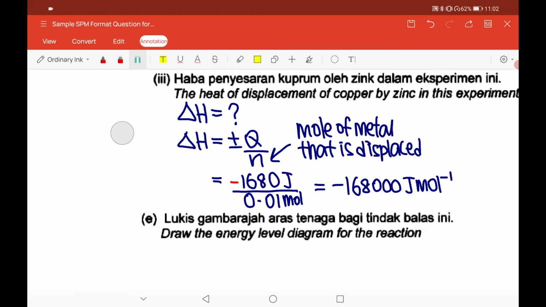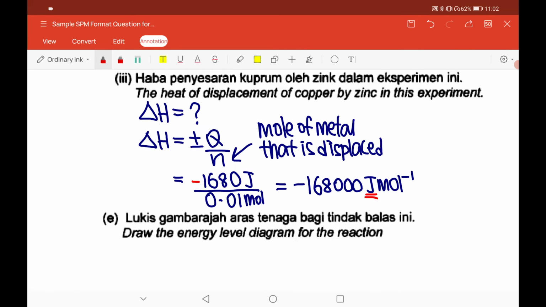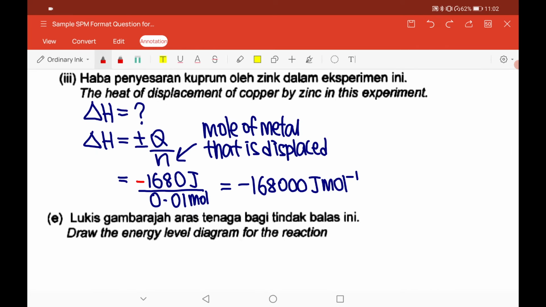How can you change joule to kilojoule? This is more on physics, a simple calculation. To change joule to kilojoule, we move 3 steps to the left. So the final answer would be negative 168 kilojoule per mole. Yep, that's it.